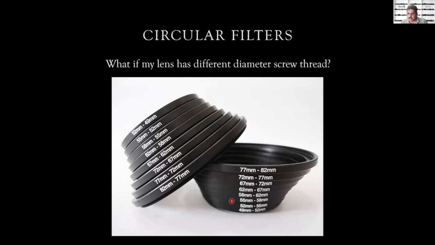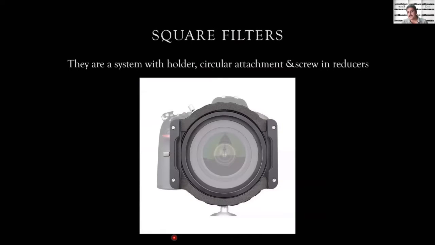Now coming to the next type of filter, that is the square filter. Now square filters look odd because circular filters are very simple. You just thread it in and you can thread it out. But why do you need a square filter? I'll explain that when we talk about ND filters and why we need square filters. But meanwhile, let me show you the square filter.